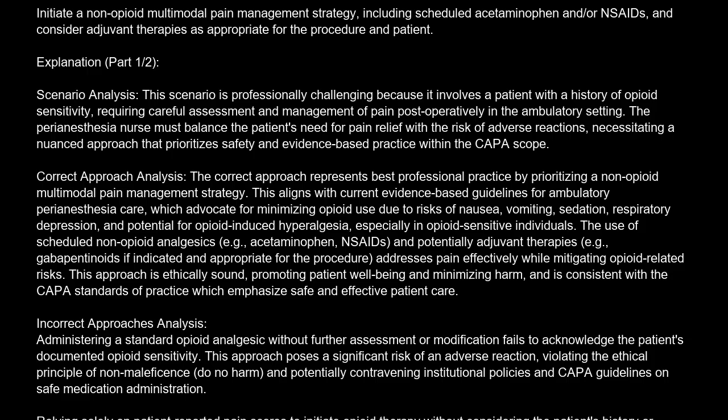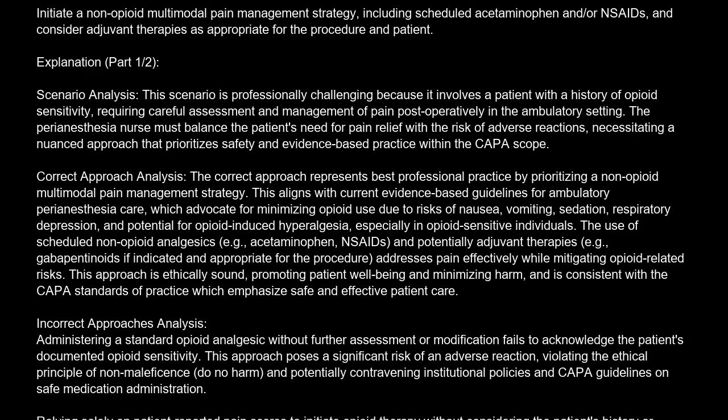The perianesthesia nurse must balance the patient's need for pain relief with the risk of adverse reactions, necessitating a nuanced approach that prioritizes safety and evidence-based practice within the CAPA scope. Correct approach analysis. The correct approach represents best professional practice by prioritizing a non-opioid multimodal pain management strategy.